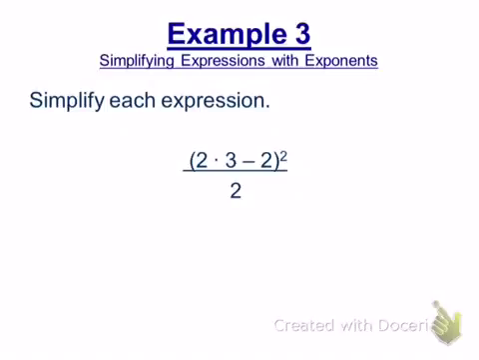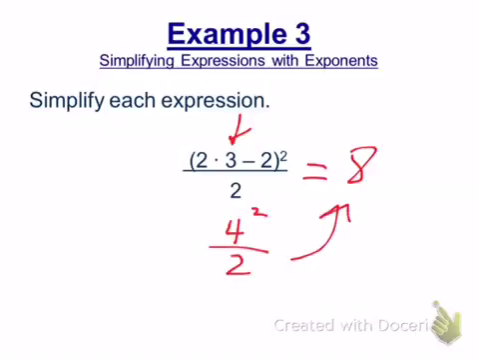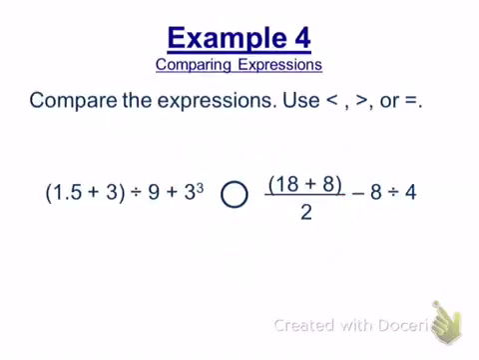Karis, what'd you get, hon? 8. Ocho is correct. All right, so what we'll do first is everything inside this parentheses. That's 2 times 3. 6 minus 2 is 4, right? So 4 squared divided by 2, that's 16 divided by 2, which is 8. Okay? So, correct. Again, that one's a little easier than the previous ones.